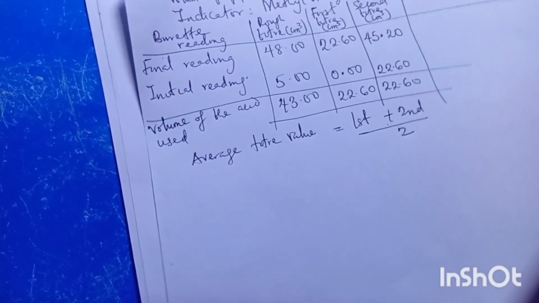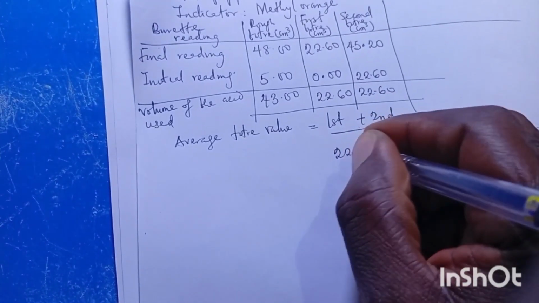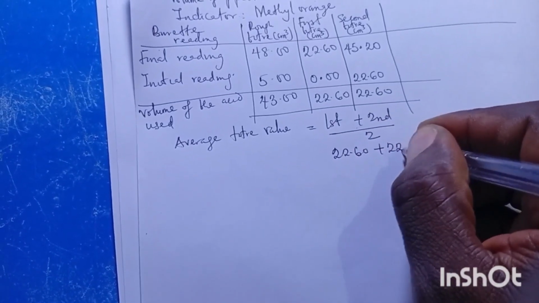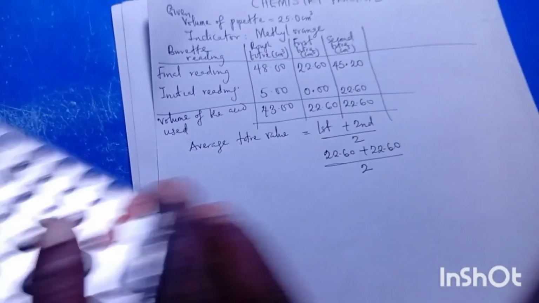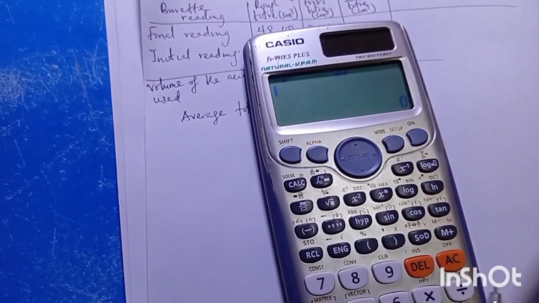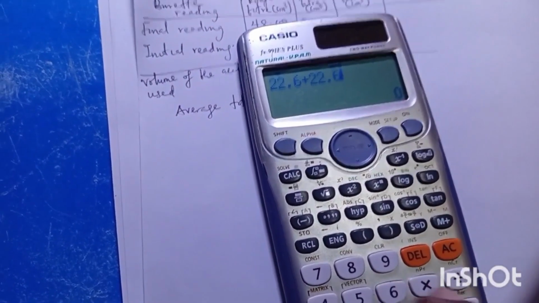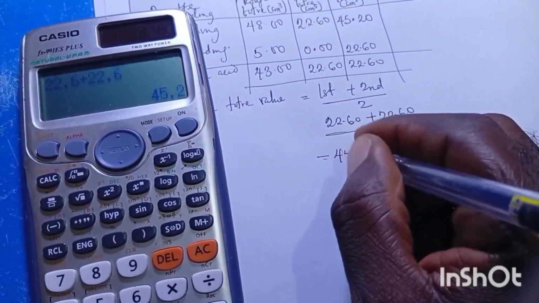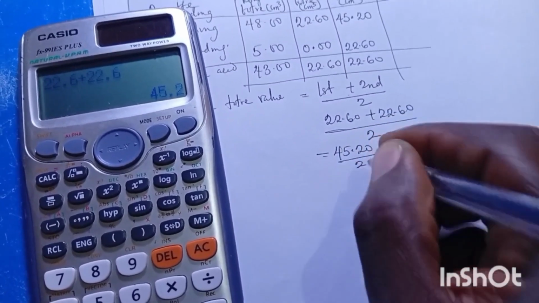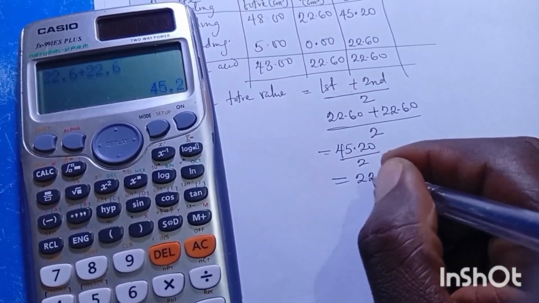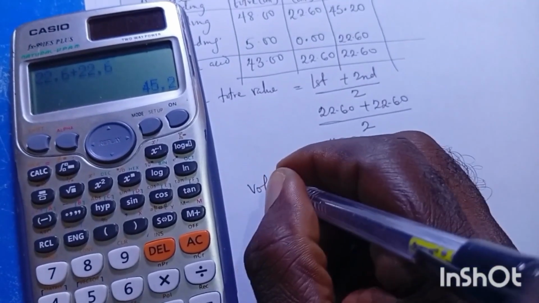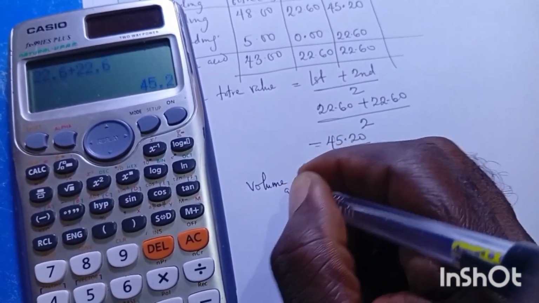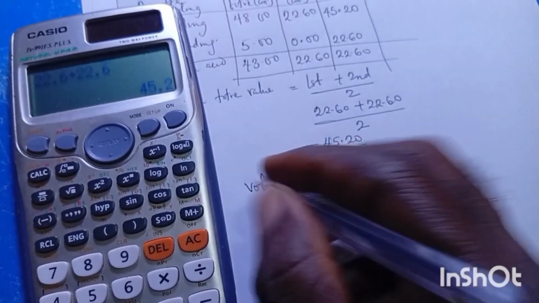Average titre value, that is, I'm using first titre plus second titre divided by 2. And what is my first titre? That is, I'm having 22.60 plus 22.60 over 2. Let's work with calculator for accuracy's sake. So I'm having 22.6 plus 22.6, so here I'm having 45.2, that is 45.20, over 2. When I divide, I have 22.60 centimeter cube, and this is the volume of acid used. The volume of acid that we can also call VA.